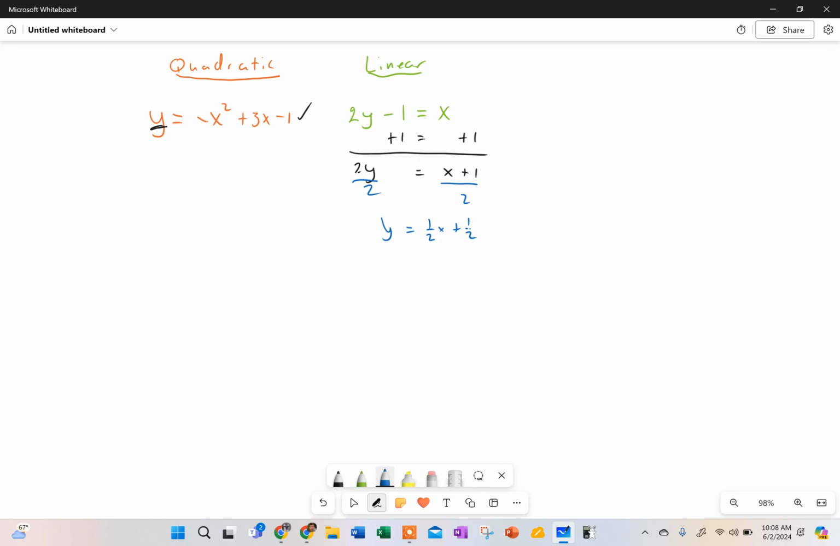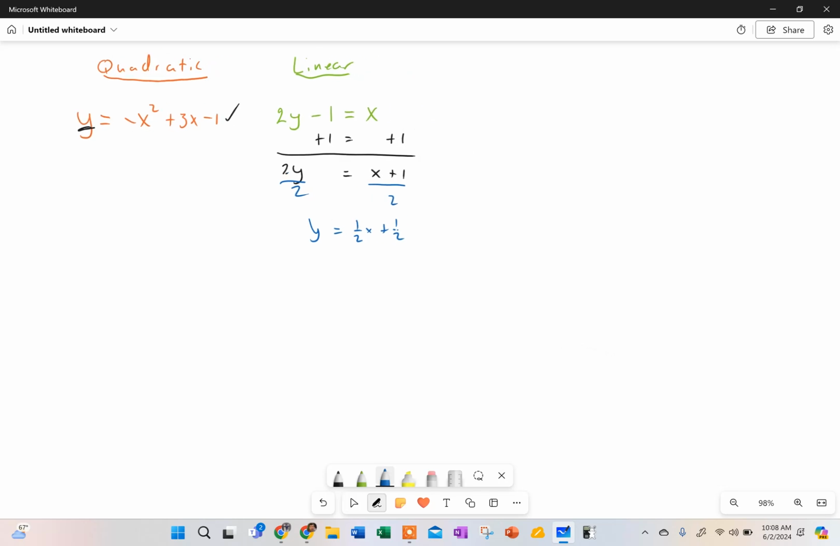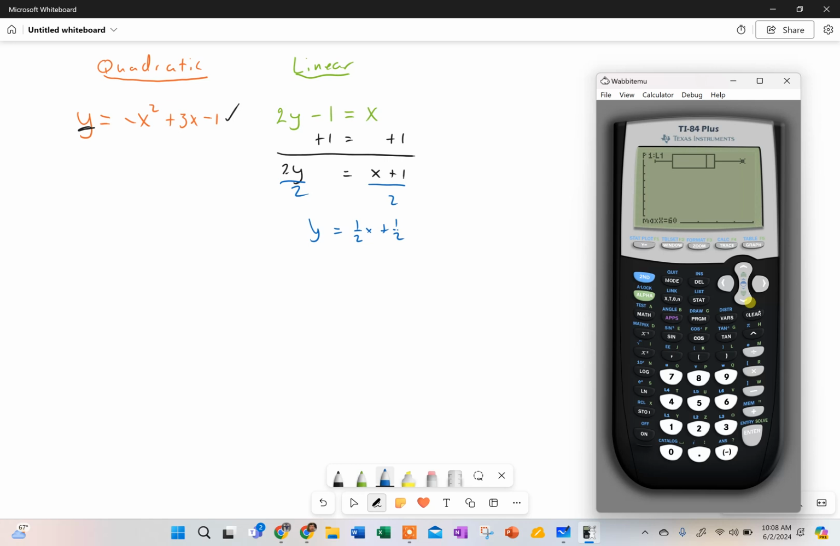All right, now here's what I'm going to do. I'm going to pull out my graphing calculator. I'm going to go to y equals. I have my plot 1 on, so I'm going to go up and press enter. I'm going to turn that off. And now I'm going to type in negative x squared plus 3x minus 1. And then I'm going to type in 1 divided by 2 x plus 1 divided by 2.